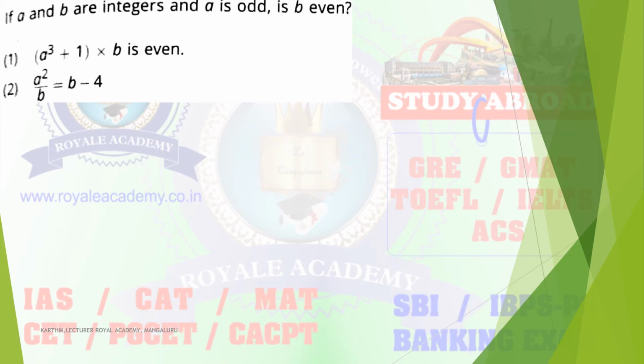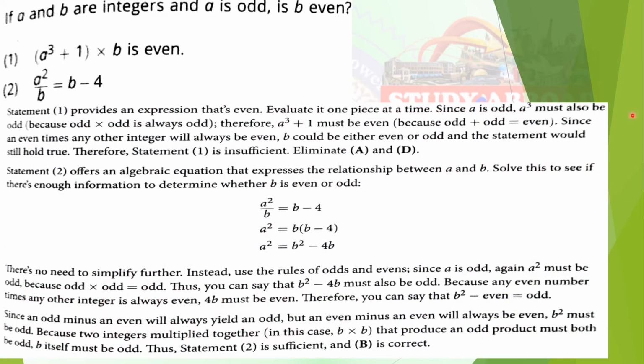If A and B are integers, and A is odd, is B even? This is a yes or no type of question. A is already odd, and we must determine whether B is even. Two statements are given: A cube plus 1, multiplied by B, is even, and A square divided by B is equal to B minus 4. From the statements, you have to determine whether the answer is yes or no.